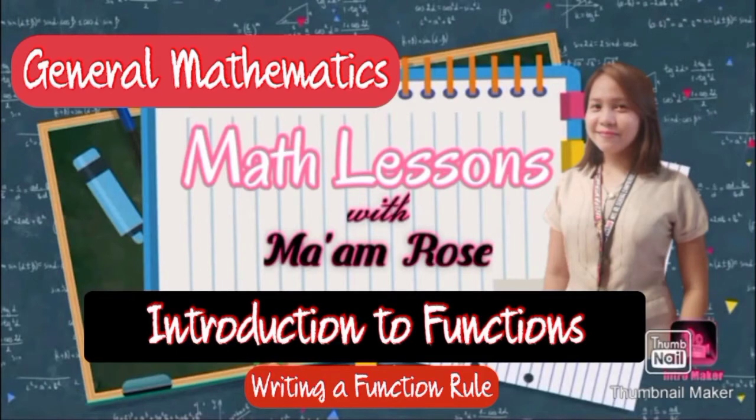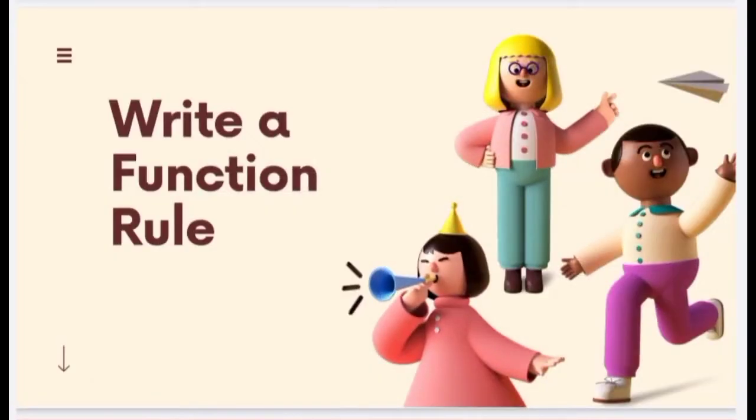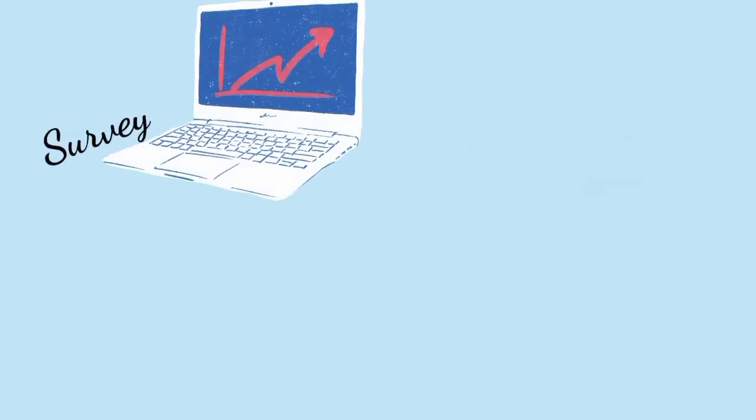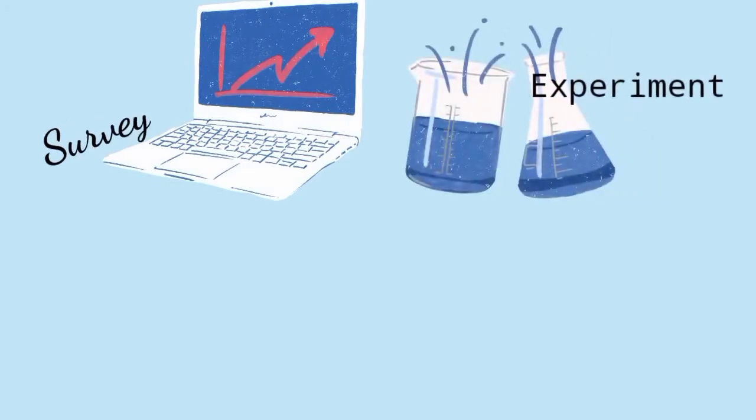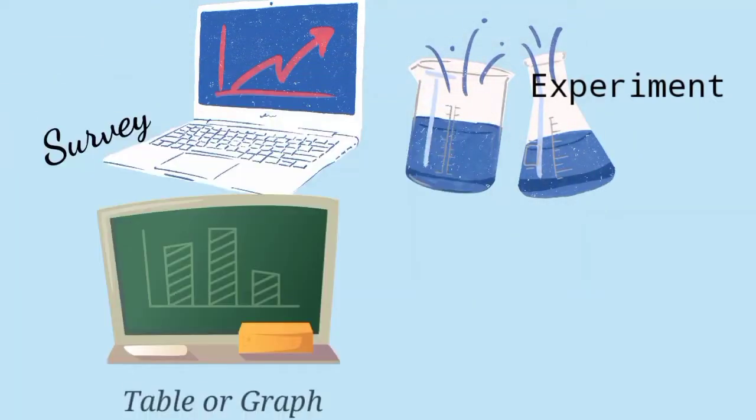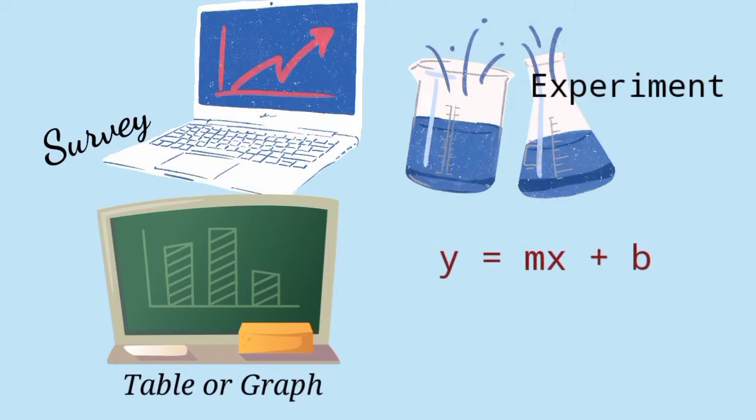For today, we will have the Introduction to Functions: writing a function rule. In many situations, data is collected by conducting a survey or an experiment. To visualize the data, it is arranged in a table or a graph. Most often, a function rule is needed to predict additional values of the independent variable.